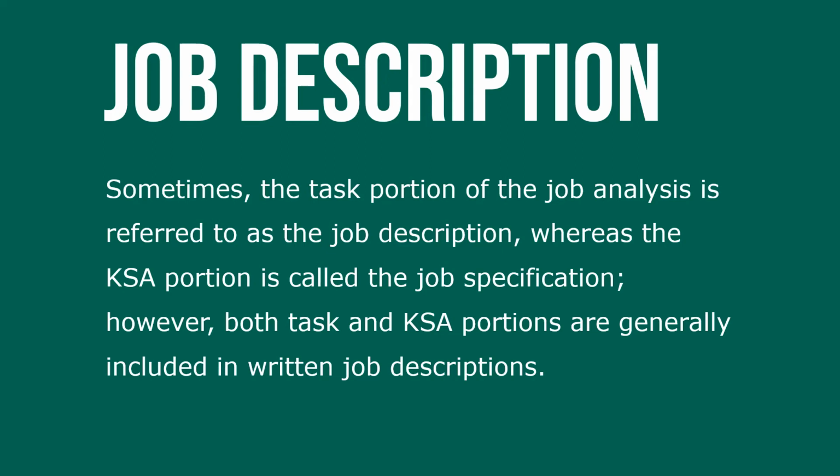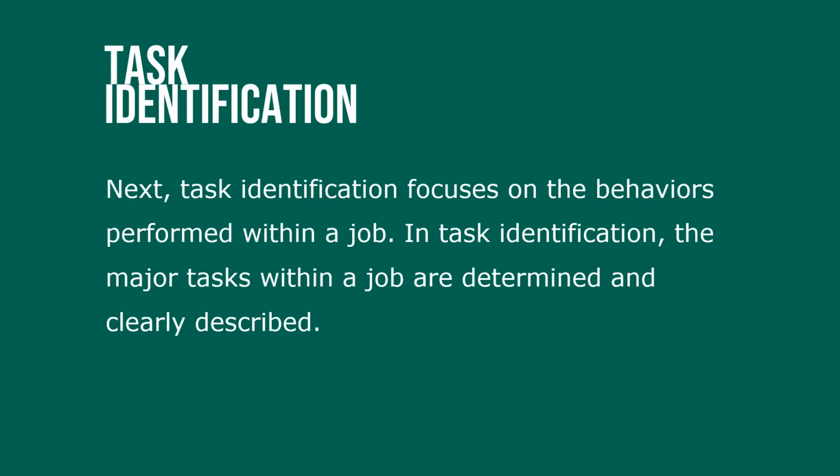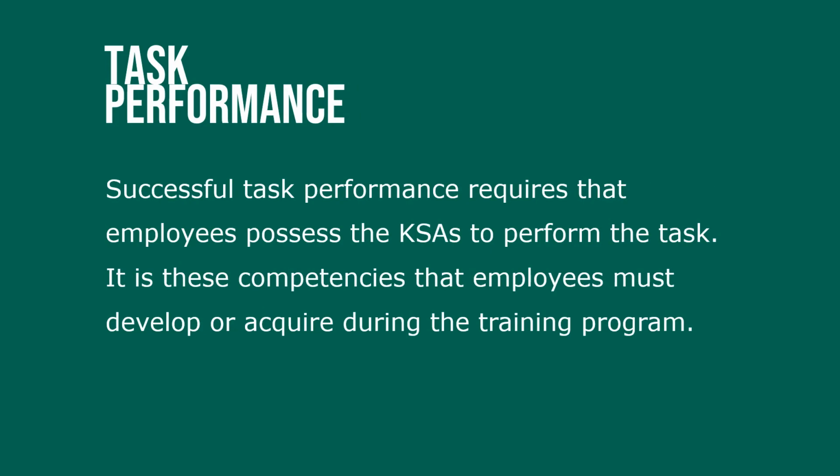However, both task and KSA portions are generally included in written job descriptions. Next, task identification focuses on behaviors performed within a job. In task identification, the major tasks within the job are determined and clearly described. Successful task performance requires that employees possess the KSAs to perform the task. It's these competencies that employees must develop or acquire during the training program.